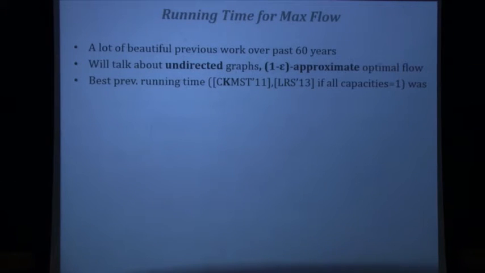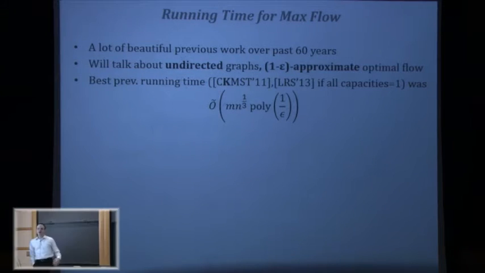And then later, there was a paper by Lee, Rao, and Srivastava that worked in the unit capacity case. It gave a similar result in a very clean, beautiful, different way of doing it that didn't seem to generalize to the capacitated case, but was intrinsically different and maybe a little more related to what I'm talking about today. The best previous runtime was m n^(1/3) times poly(1/epsilon), and I wrote an O tilde. Whenever I write an O tilde, it means I'm just dropping log terms. I'm going to do that pretty aggressively today, just to keep notation simple.